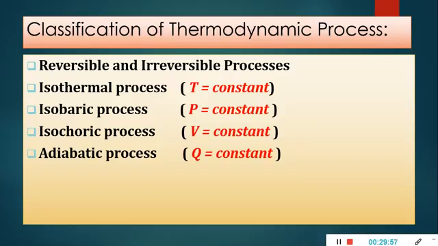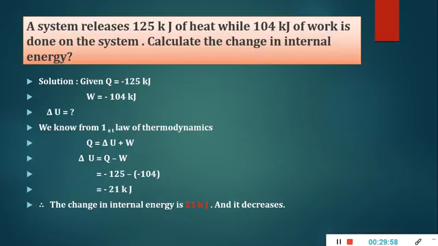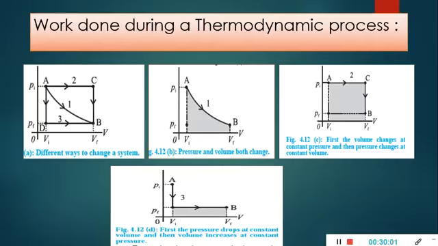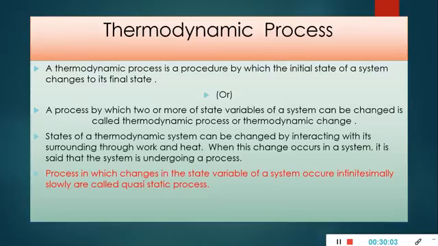So I hope it is clear to you all till here. What we have completed today: we saw the meaning of a thermodynamic process, how the system changes from the initial state to the final state. When the state variables of the system change, that is called a thermodynamic change, and when the change occurs very slowly, it is called a quasi-static process.